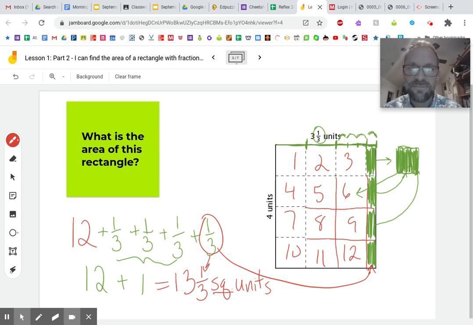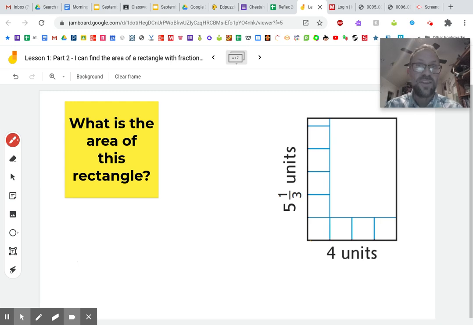Did you get it right? That's okay if you didn't. Let's try one more. Okay, here it is. It's another rectangle that has thirds as a fractional part of the side length. Go ahead and I'll meet you on the other side of this problem. Work hard.